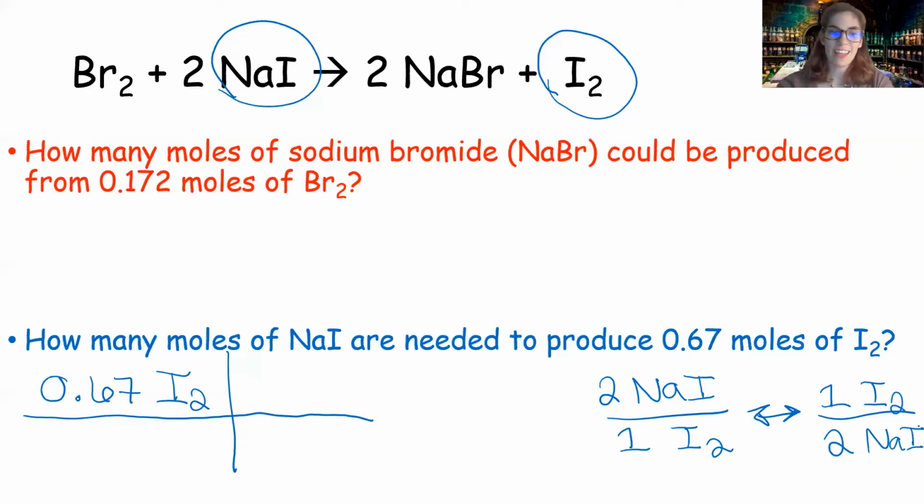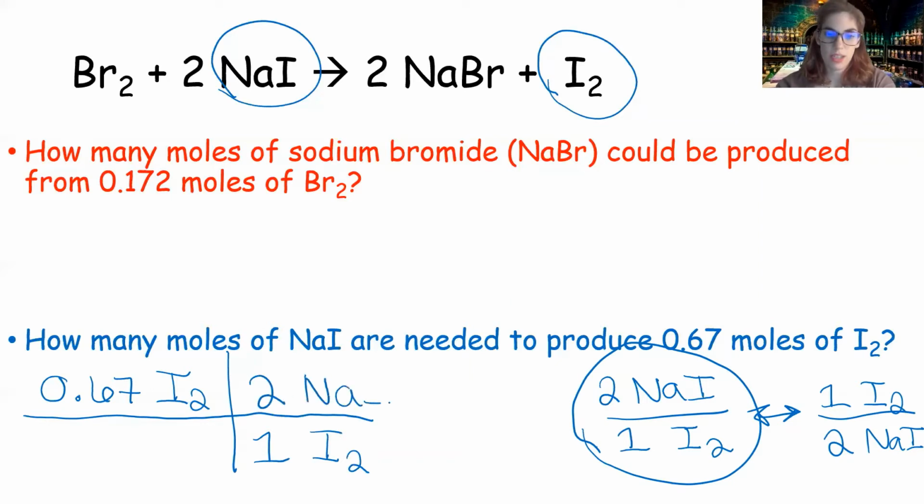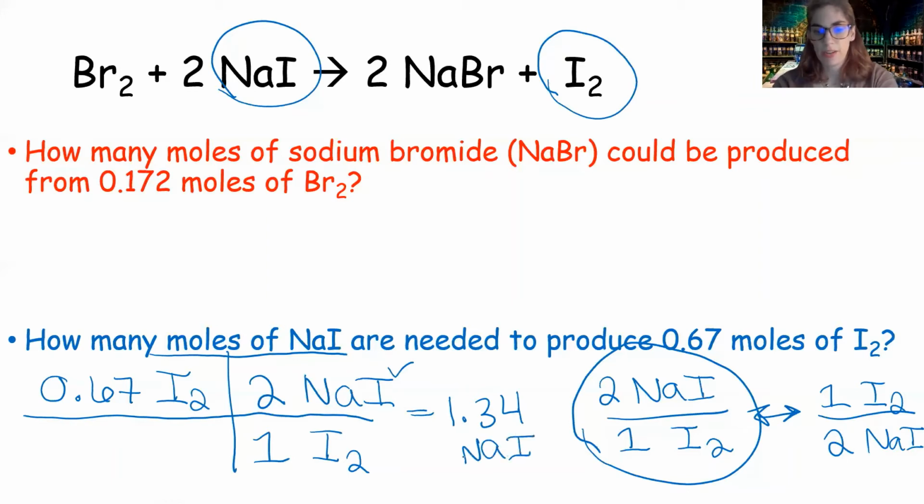And so looking at this, if I have I2 as my given, that's what I want to put on the bottom. So this will be the conversion factor that I plug in. And so I'm going to say 1 mole of iodine gas is equivalent to 2 moles of sodium iodide. And it is asking me to find moles of sodium iodide, which is on top. So I've done that correctly. I'm going to plug that into my calculator, and I end up with 1.34 moles of sodium iodide as my final answer.